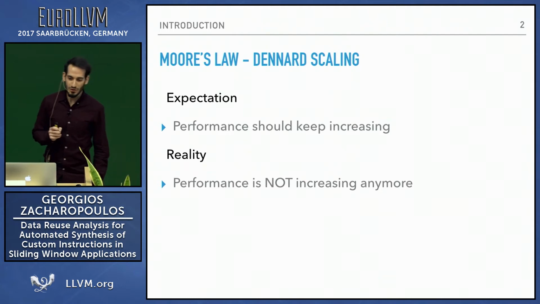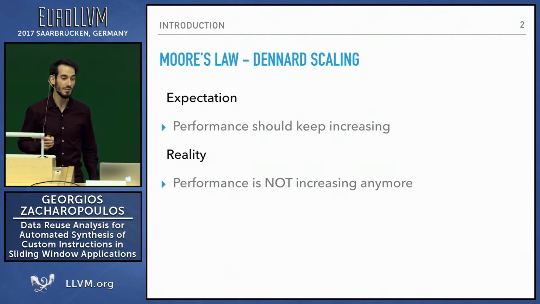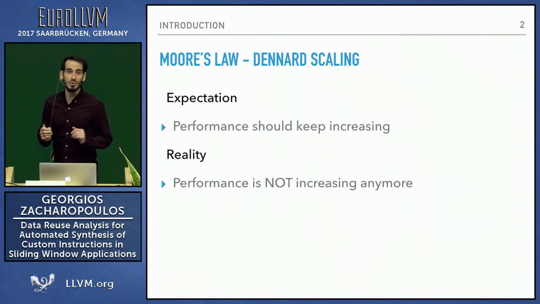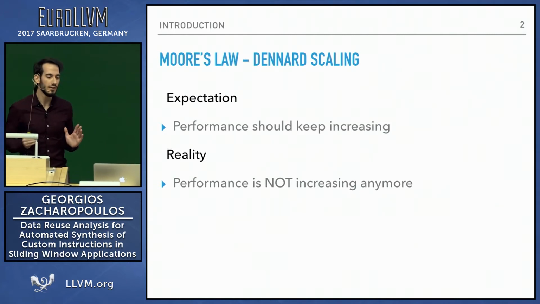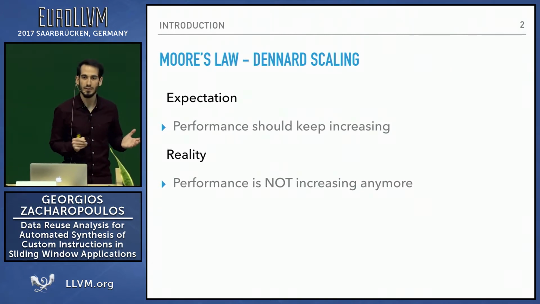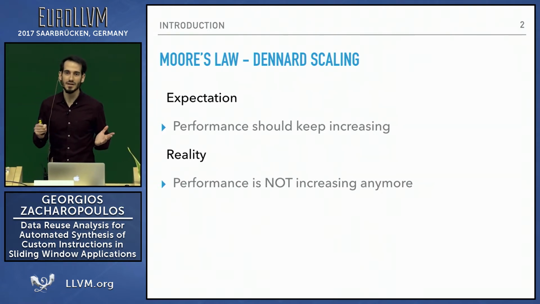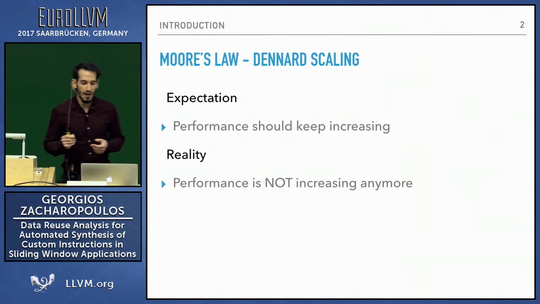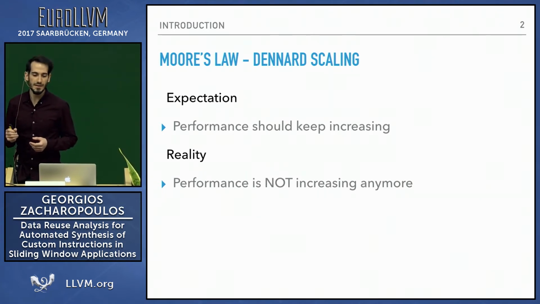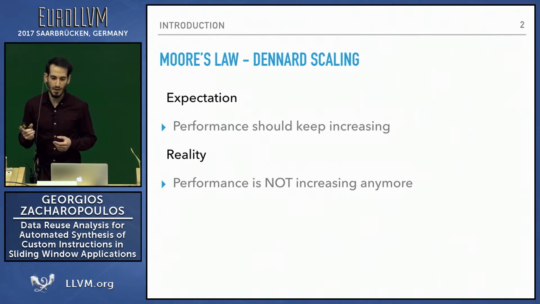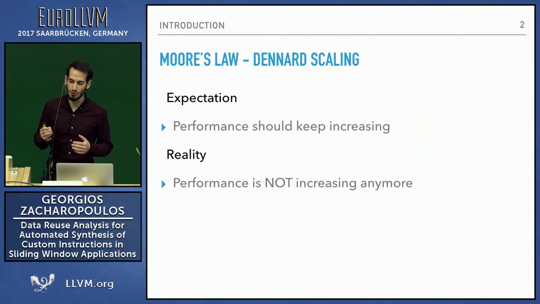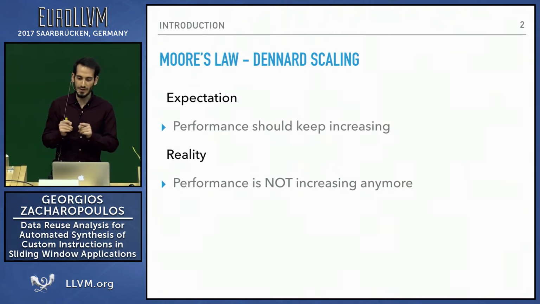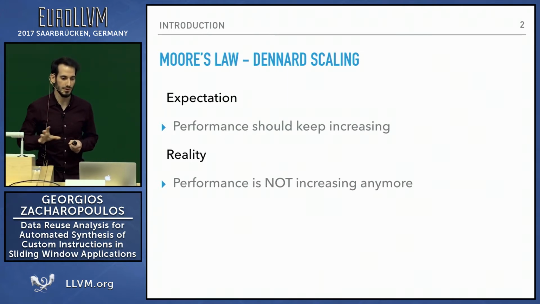Let me start with a brief intro regarding performance, and by performance I mean energy efficiency and execution time. So what is the expectation on performance? We expect performance to keep increasing over time. At one end we have Moore's law, which suggests that the number of transistors doubles roughly every 18 months on the same area of the chip, and at the other end Dennard scaling, which states that the energy required is proportional to the size of the transistor. So as transistors get smaller and smaller, we can put more of them in the same area of the chip, and in the end the power is constant.